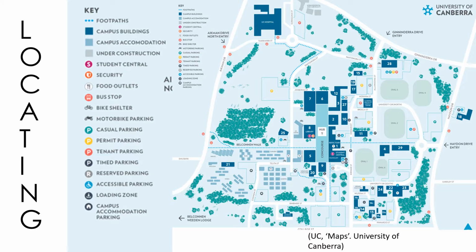Following on from accessibility, we'll merge into locating. Being able to access locations easily is a key component for a walkable place. UC provides a map of the on-campus area on their website where they provide an in-depth key. This key can be seen enlarged. The main things to look out for when auditing are footpath routes, security location, food outlets, bus stops, bike racks, and parking.